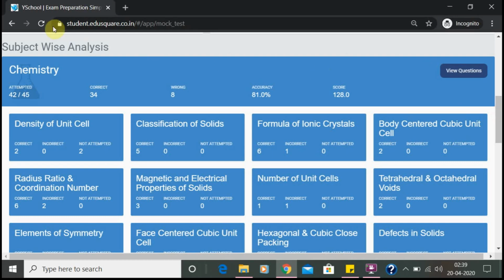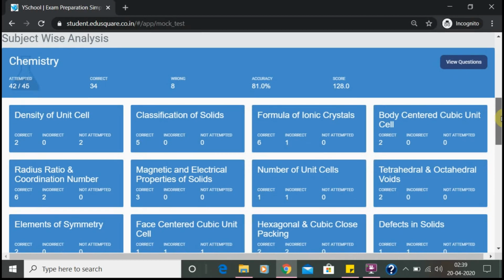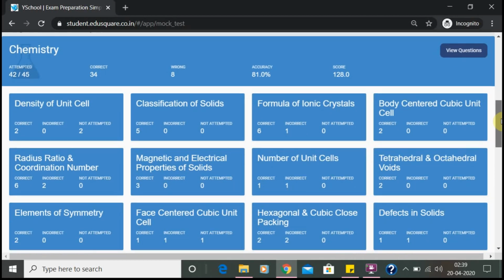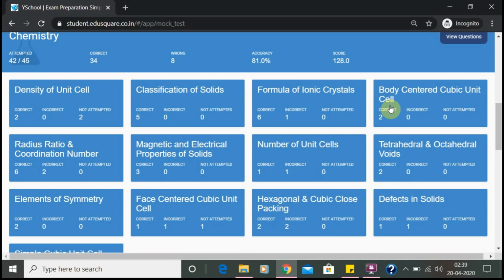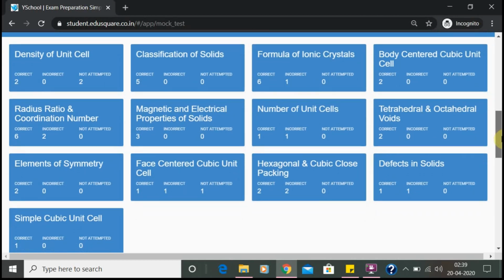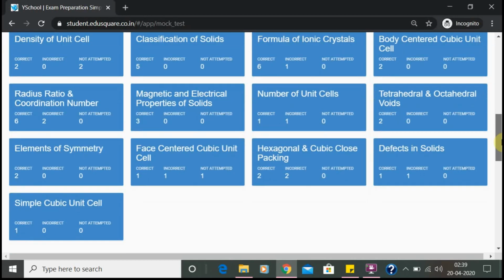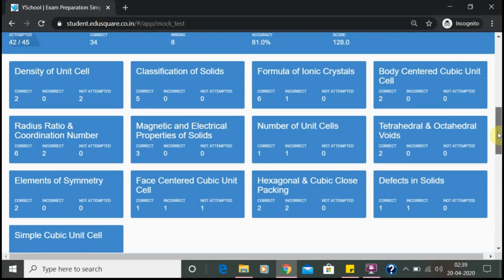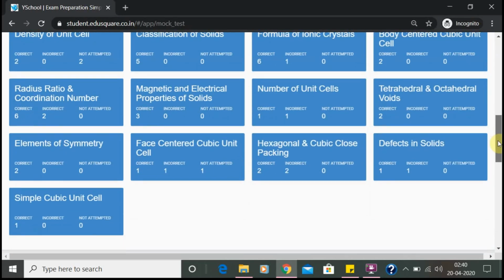So moving on, now coming to the subject wise analysis. Here you can see a snapshot of chemistry is given. As I told you, at the back end, each and every question is tagged according to the subtopic, the topic, the chapter it belongs to. So this gives you a snapshot of all the subtopics that were there in the test, and how well you have done according to the topics, so that you can know which topic you need to work more on, and which is your strength and which is your weakness.